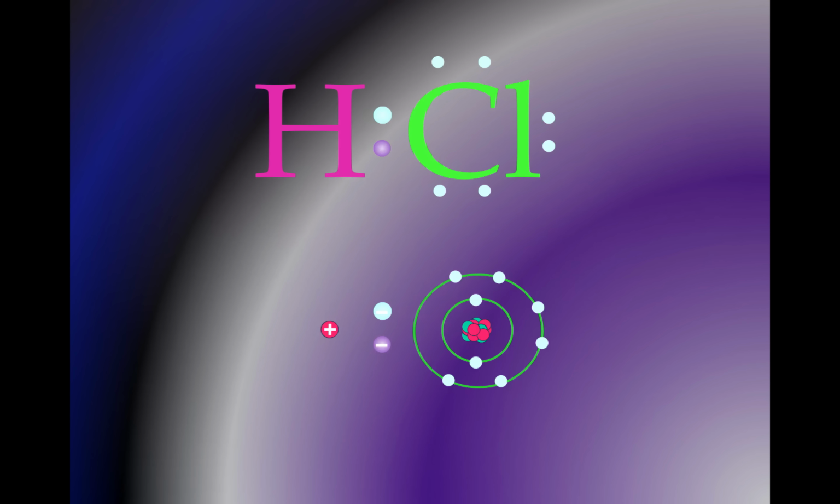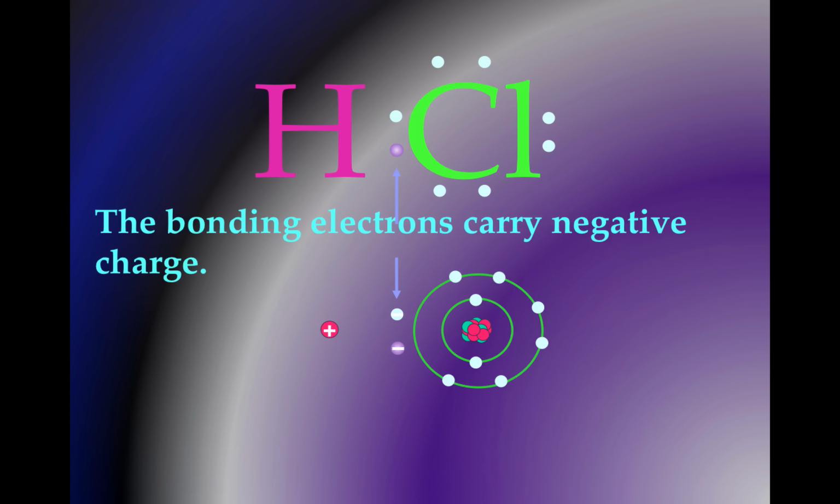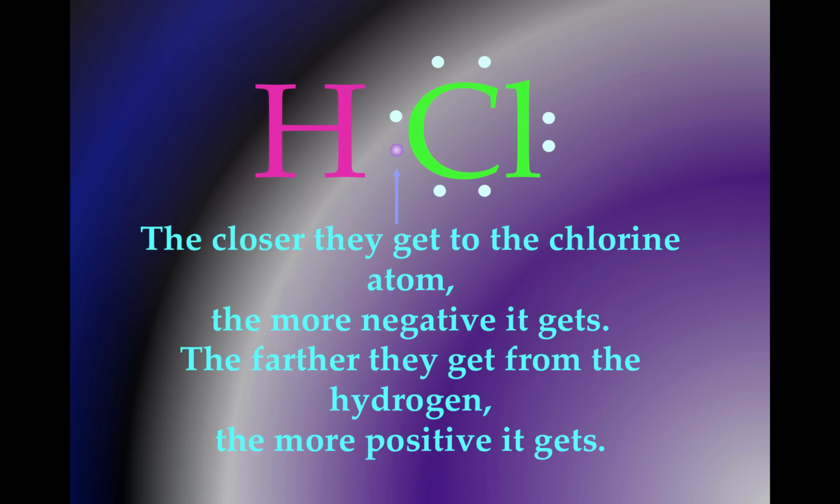The electrons are going closer to the chlorine atom because chlorine has a higher electronegativity. Since the bonding electrons carry a negative charge, the closer they get to the chlorine atom, the more negative the chlorine is going to become. And the farther they get from the hydrogen atom, the more positive the hydrogen becomes.